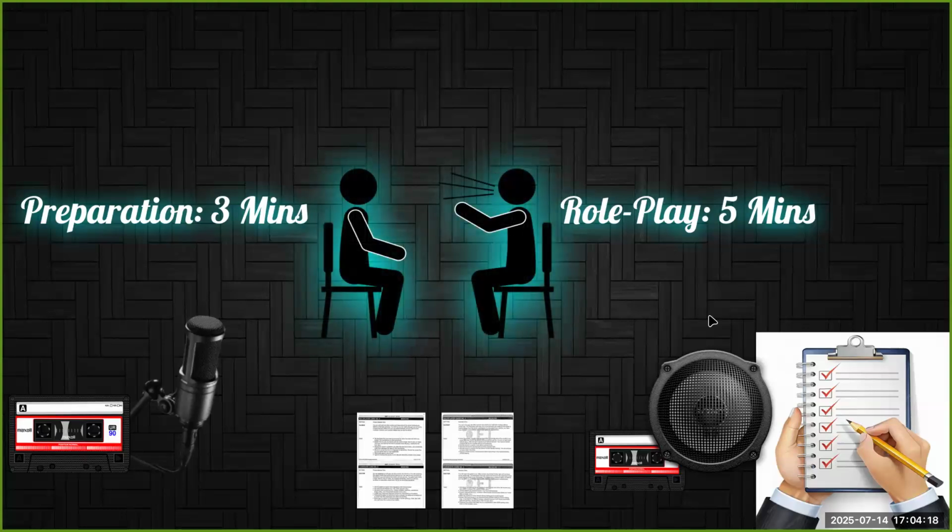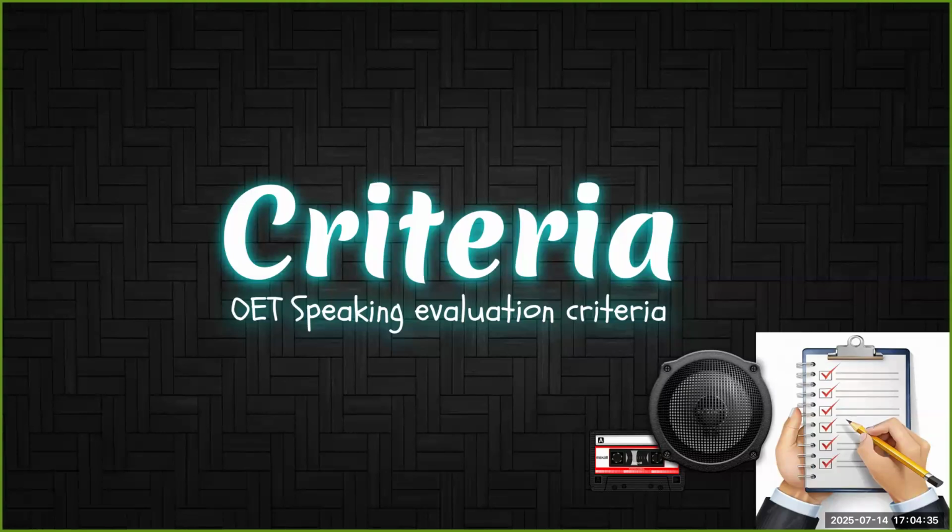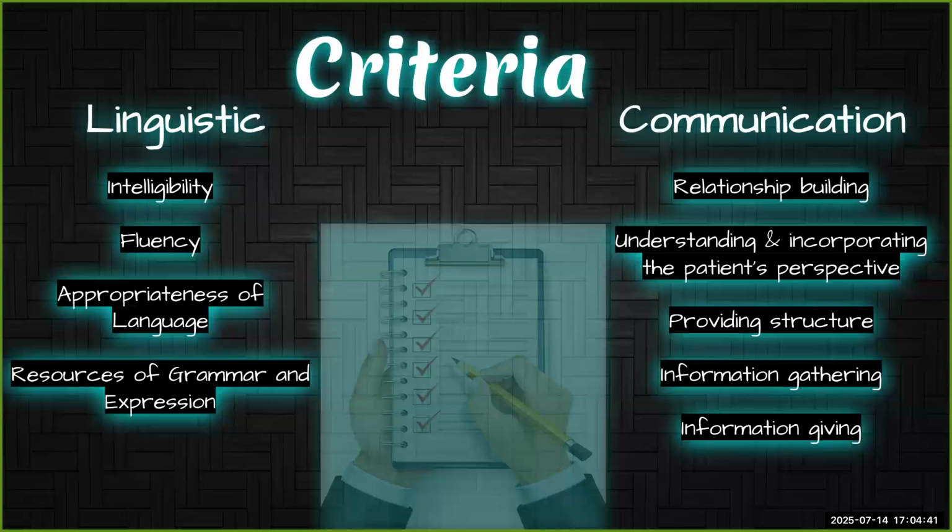Now, when the two people in the room, you and the interlocutor, finish doing the role play and the record is sent, what are the criteria that are going to be used to grade you or to give you a score? Let's see. So these are the OET speaking criteria. Generally speaking, we've got two groups: linguistic criteria and communication criteria.